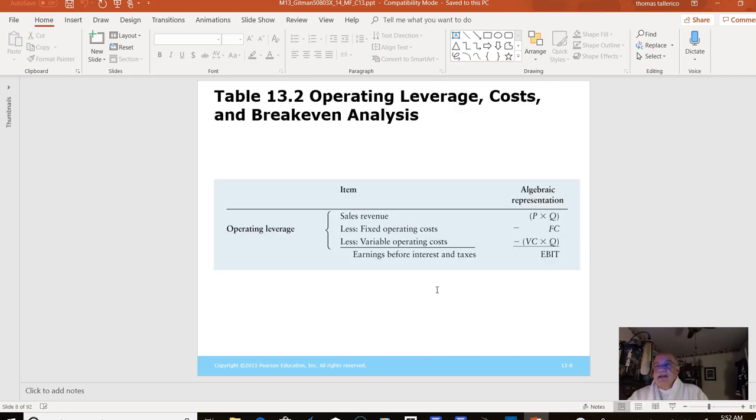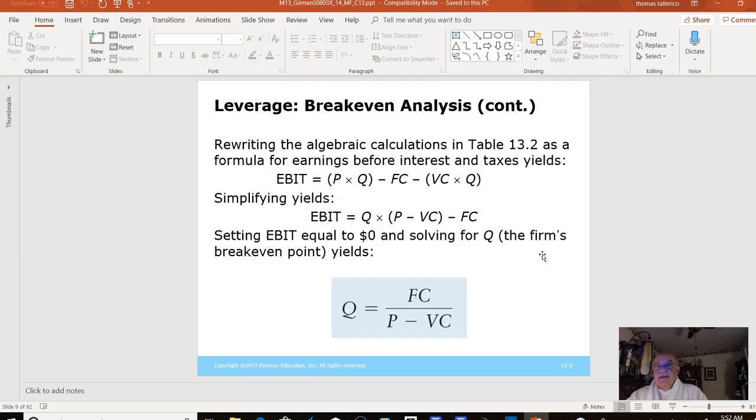Okay, so here's operating leverage again. Here's sales revenue, and here's EBIT, and here's fixed operating costs. And here's your variable operating costs. So they use symbols here, right? It's algebraic representation: price times quantity, the fixed cost, variable cost times quantity. And you subtract these from your sales and you get EBIT. It's pretty basic math here.